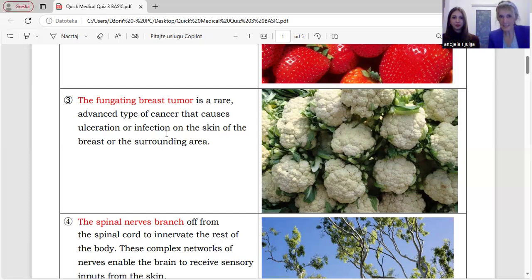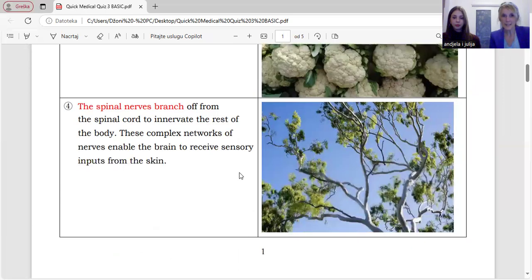But anyway, this is one type of breast tumor, breast cancer, a malignant breast tumor. There are many different types and many stages. So it's a rare type. Advanced type of cancer usually means it has progressed. It's not the early stage, but maybe the later stage. And it causes ulceration, so changes of the skin and infections of the skin of the breast and surrounding area of tissue. This one was okay? Yeah, all right. And then the spinal nerve.